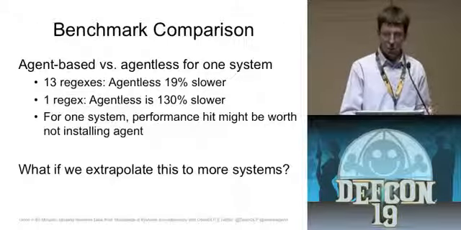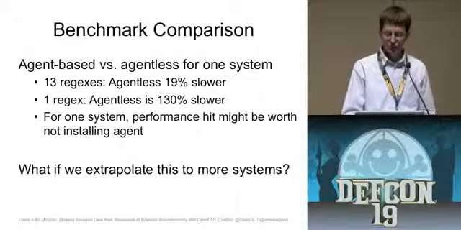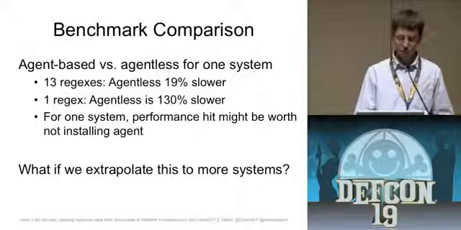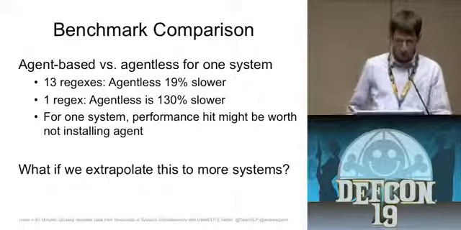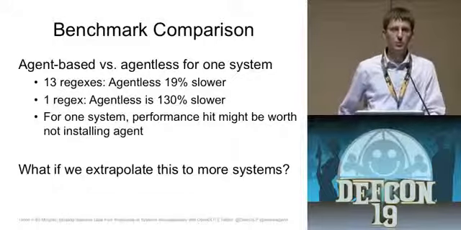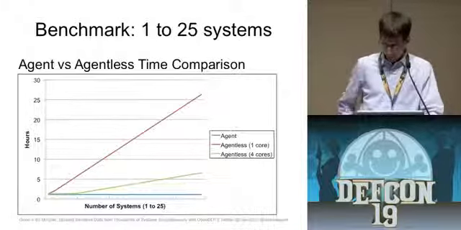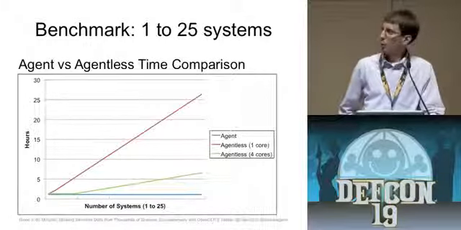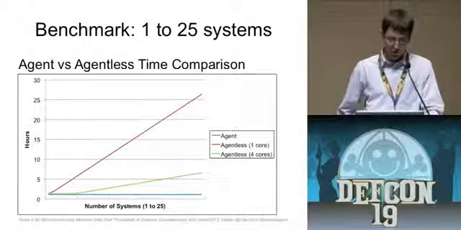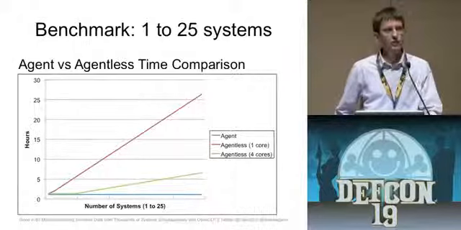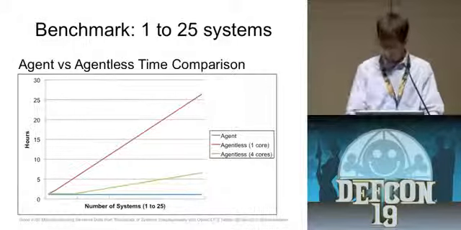So just for one system, it's only really 19% slower, but if we extrapolate this to more systems, we see here the blue line is the OpenDLP agent remains flat, just about 1 hour. And the agentless scanner with 1 core for 25 systems will take over a day. Just 25 systems takes over a day.